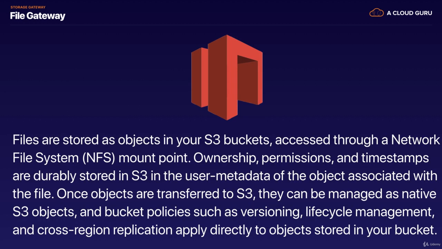So we'll start with File Gateway. This is basically where files are stored as objects in your S3 buckets, and they're accessed through a network file system or NFS mount point. And then ownership, permissions, and timestamps are durably stored in the S3 user metadata of the object associated with the file. And once objects are transferred to S3, they can be managed as native S3 objects. And bucket policies such as versioning, lifecycle management, and cross-region replication can apply directly to objects stored in your bucket. So you can have all the goodness of S3. So it's basically a way of connecting your on-premise infrastructure to S3.